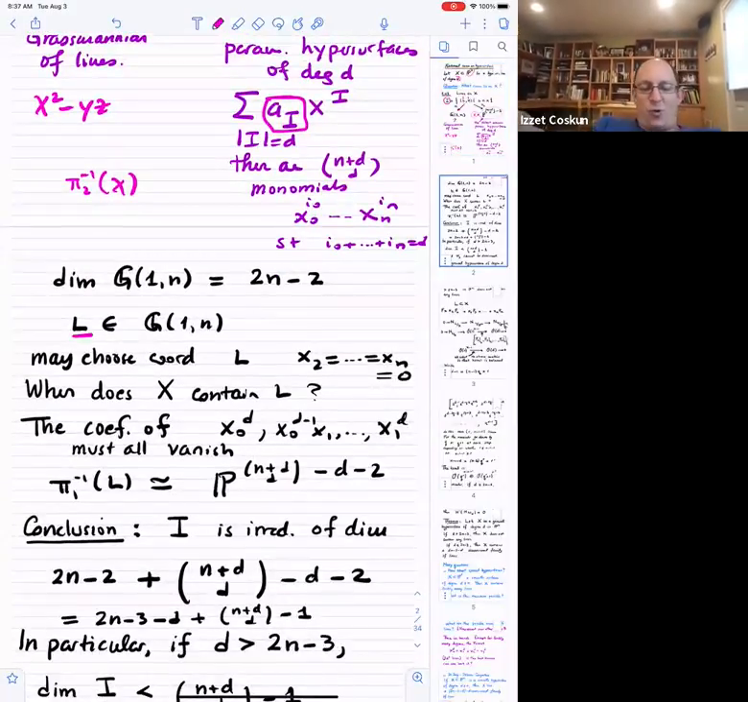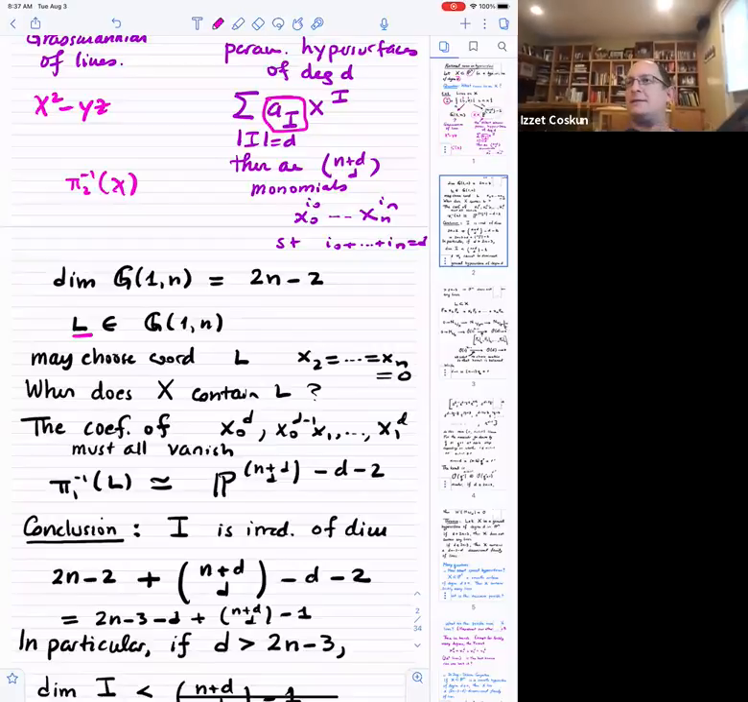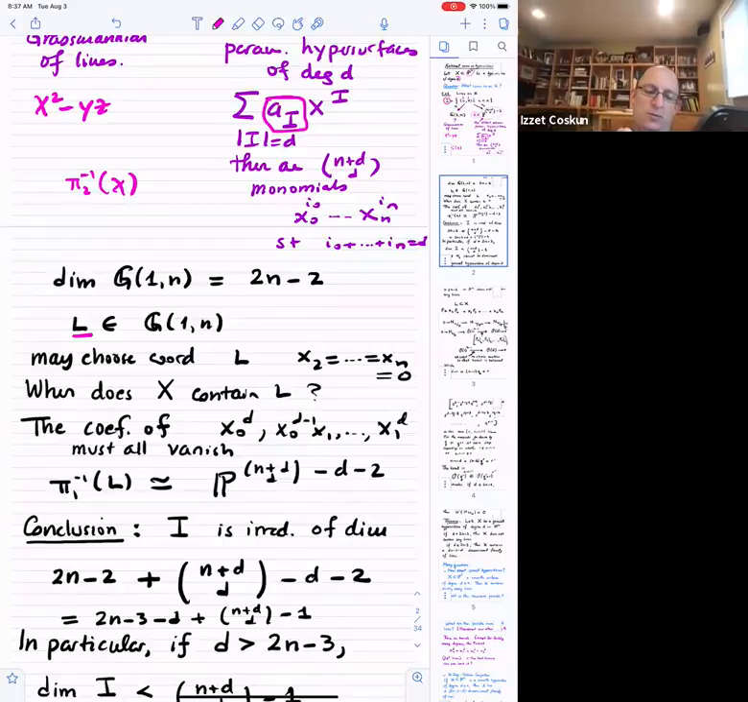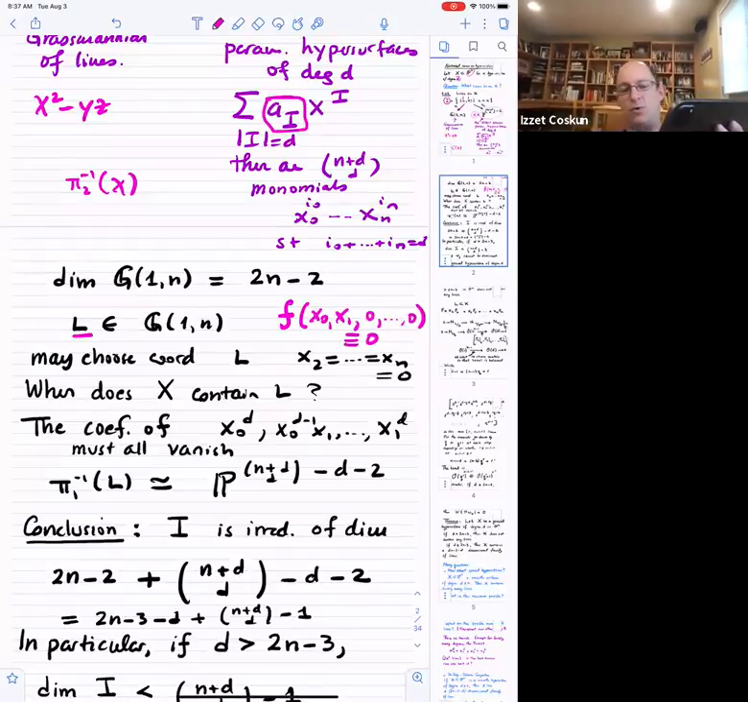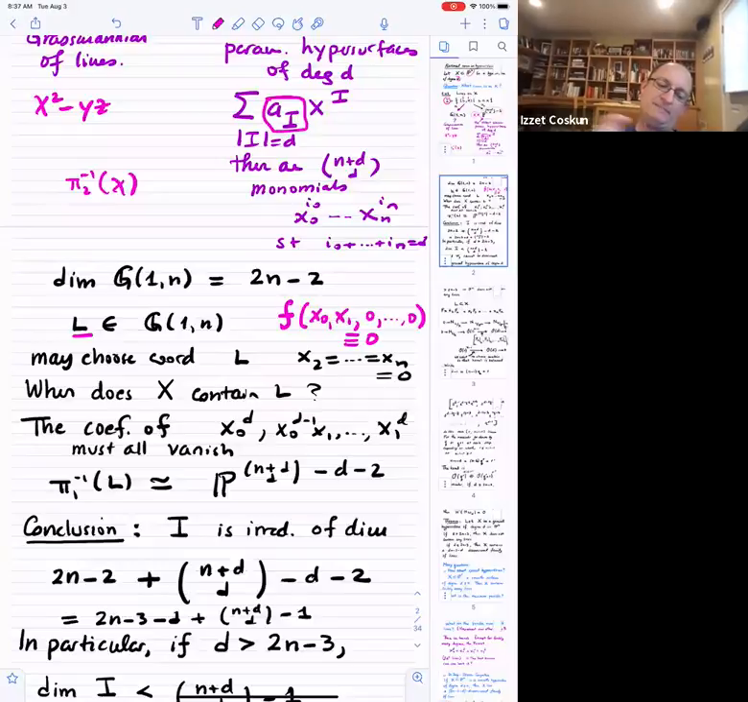I can always choose coordinates so that that line has equations x2 through xn equal to 0, right? So now what does that mean for a hypersurface of degree d to contain this line? It means that if I have the equation f defining X and I set x2 through xn equal to 0, then this has to be identically 0. That's what it means for the hypersurface cone to contain the line.